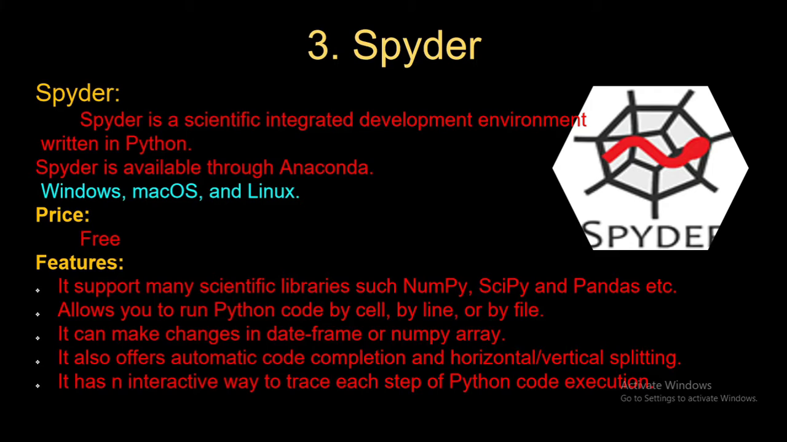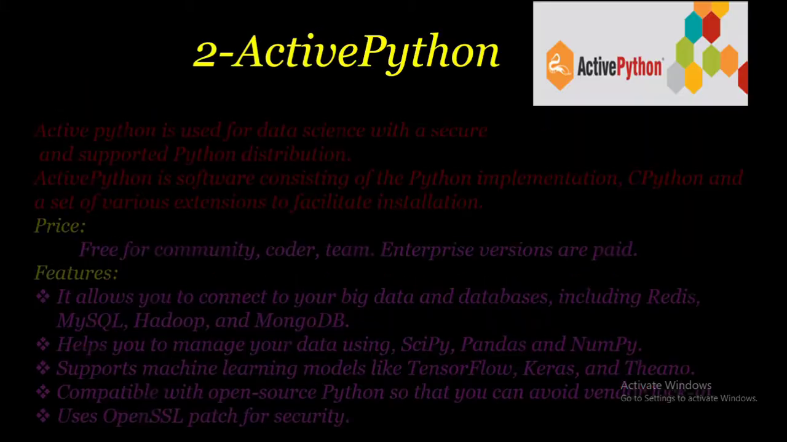Now, what are the features of Spyder? It supports many scientific libraries such as NumPy, SciPy, Pandas, etc. It also allows us to run Python code by cell, by line, or by file. It can make changes in a data frame or NumPy array. It also offers automatic code completion and horizontal or vertical splitting of windows. It has an interactive way to trace each step of Python code execution.